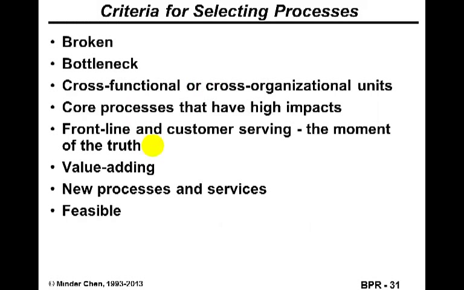Once we identify some of the business processes worth considering for business process reengineering, here are some criteria that we can use to prioritize those business processes in order to select some of them for a re-engineering project. The one that is broken, pretty obvious. The one that creates bottlenecks and slows things down. And business processes that tend to be cross-functional, cross-organizational-unit, even inter-organizational, tend to face a lot of challenges and problems, and that's a potential candidate.